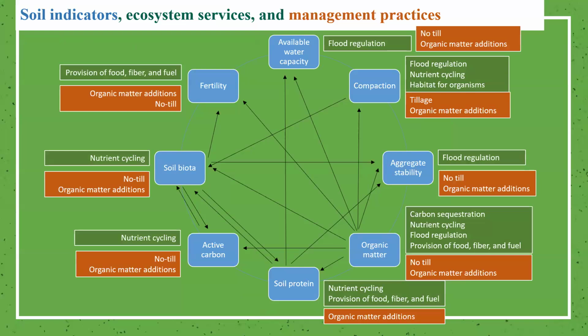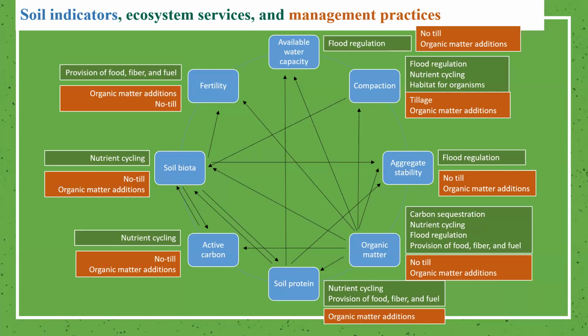And now I want to come back to bring it all together before moving on to soil testing. This diagram certainly isn't exhaustive, but I wanted to use it to illustrate the connections between soil health indicators, which are in blue, ecosystem services, which are in green, and types of management practices that impact soil health measurements and also ecosystem services in orange and brown.